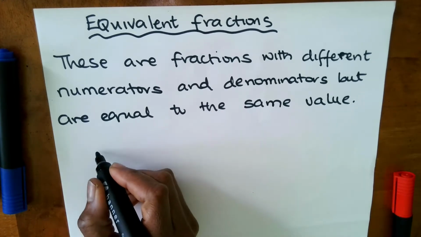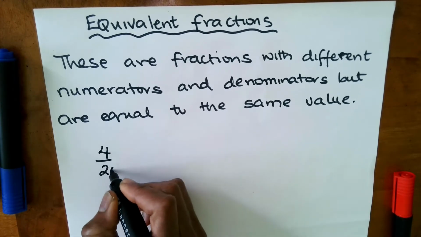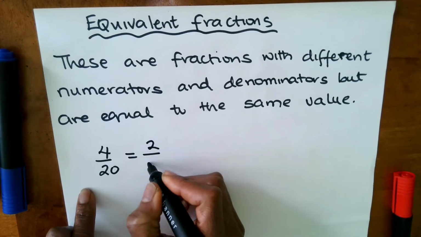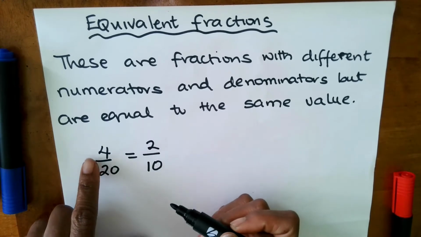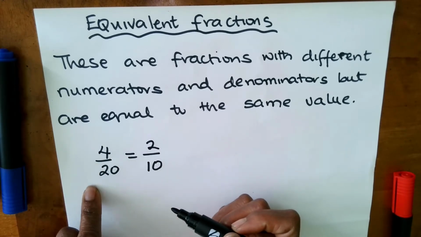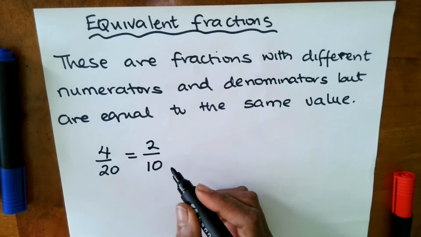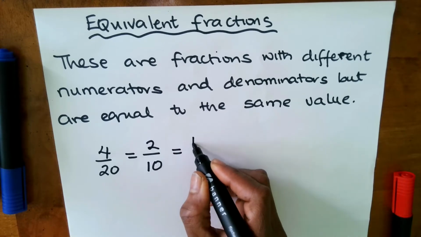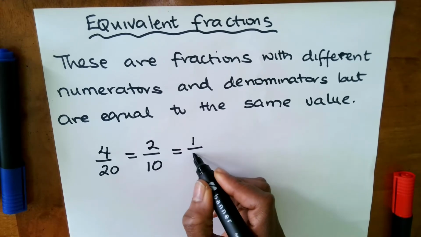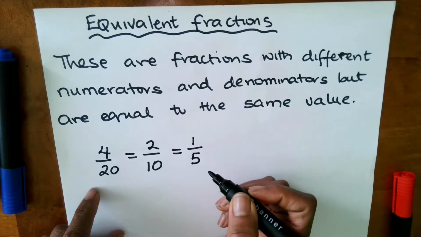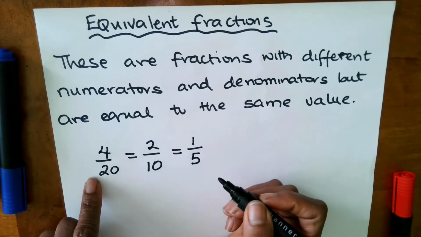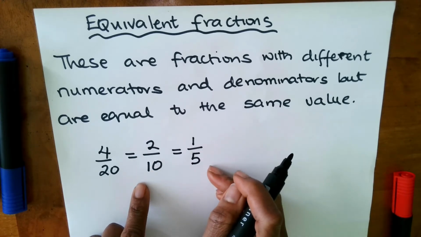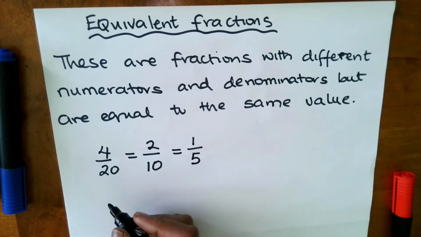So if we've got an example, 4 over 20, if we halve the 4, it's going to give us 2 over 10. So we can say that 4 over 20 is equivalent to 2 over 10. We go ahead and reduce this fraction, halving 2 to give 1 and halving 10 to give 5. So we can say that 4 over 20 is equivalent to 2 over 10 and is equivalent to 1 over 5.